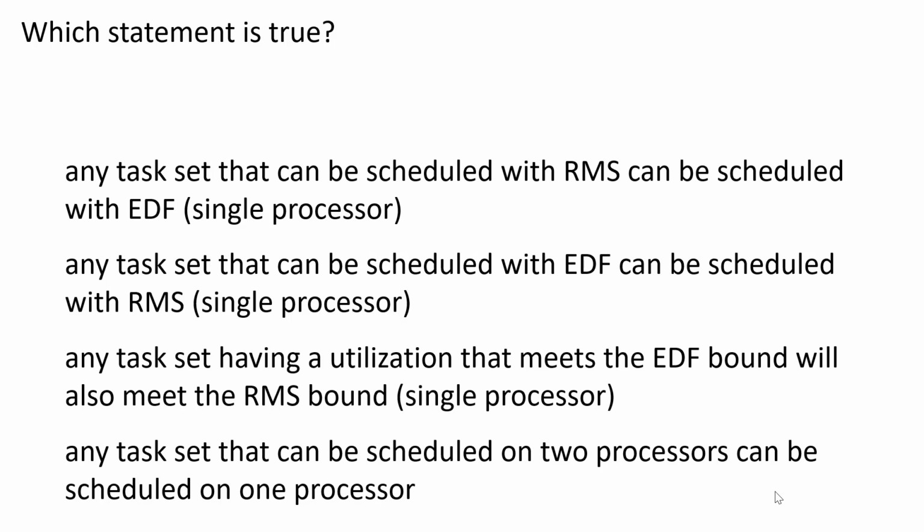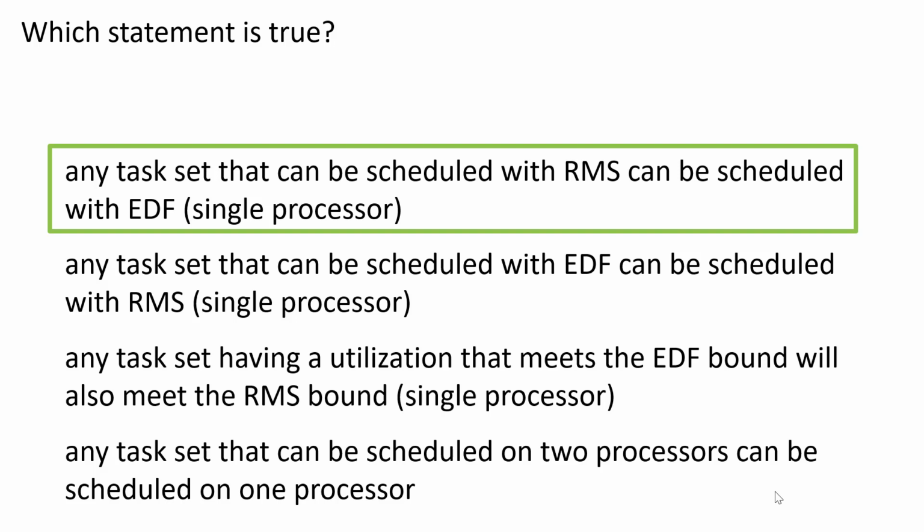Which statement is true? Any task that can be scheduled with RMS can be scheduled with EDF. Yeah, I think that's true. If you can schedule it with RMS, then scheduling with RMS is more stringent than EDF, so that should be true, right? Okay, any task that can be scheduled with EDF can be scheduled with RMS, not true. Any task having utilization that meets EDF bound will also meet the RMS bound, no. Any task that can be scheduled on 2 processors can be scheduled on 1 processor.